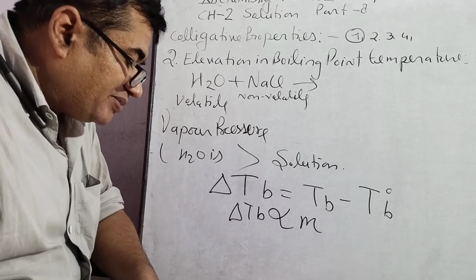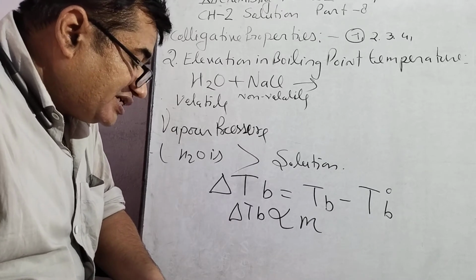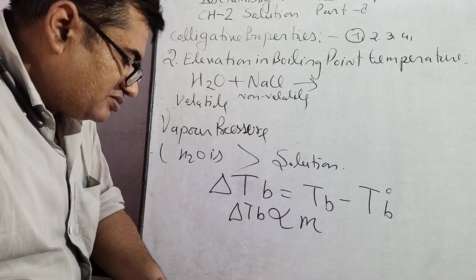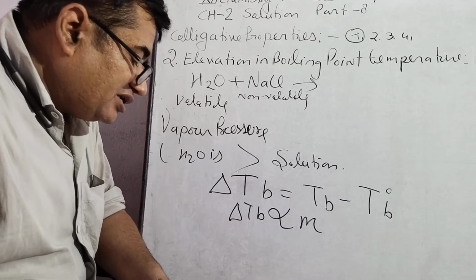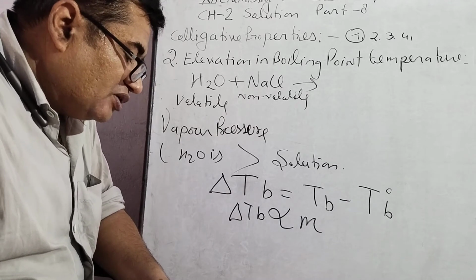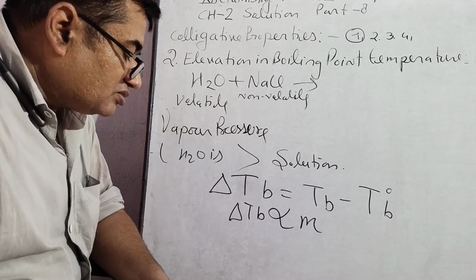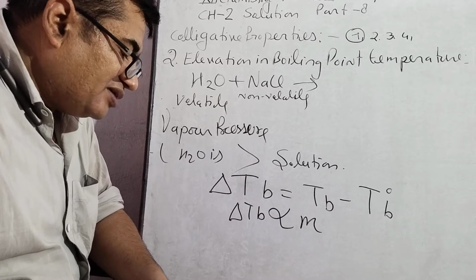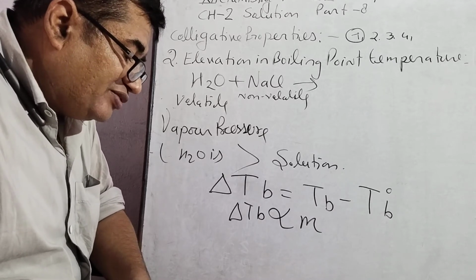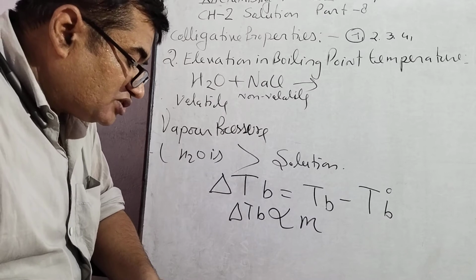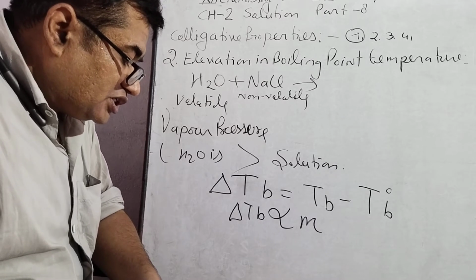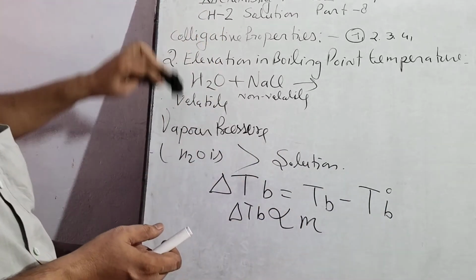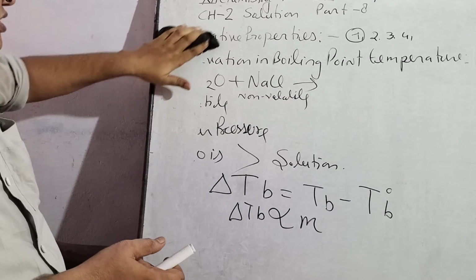So we can say that delta TB is the elevation in boiling point. It may be defined as the elevation in boiling point temperature for a one molal solution, that is, the solution in which one mole of solid is dissolved in 1 kilogram of solvent. So this is the correlation between the solute and solvent.